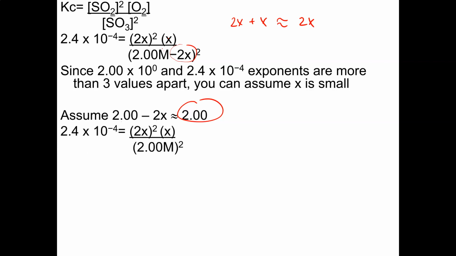So now look at the math. A lot easier. What I did, I squared this times this. I got 9.6 times 10 to the negative 4. 2x squared, that's the other problem. People forget, you've got to square both the number and the letter, times x gives me 4x cubed.